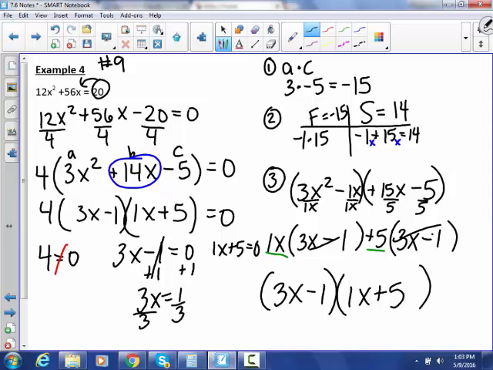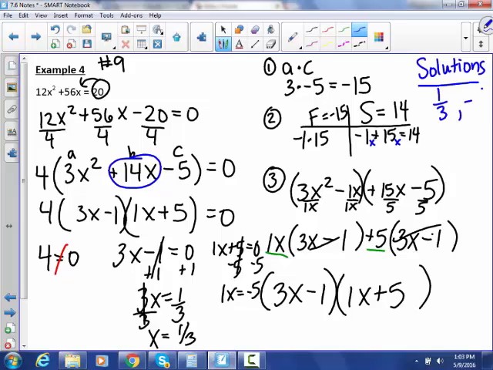Divide by 3. Hey guys, 1 divided by 3 is not 3. It's 1/3. Okay? 3 divided by 1 is 3, but not 1 divided by 3. Okay, then on the second one, subtract 5. So x is negative 5. You can divide by 1 if you want to. You're still going to get negative 5. So the solutions for that one are 1/3 and negative 5.